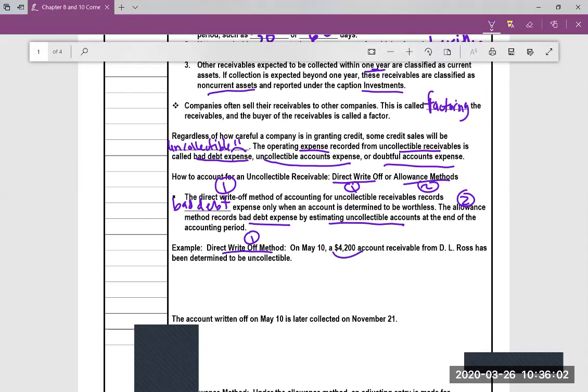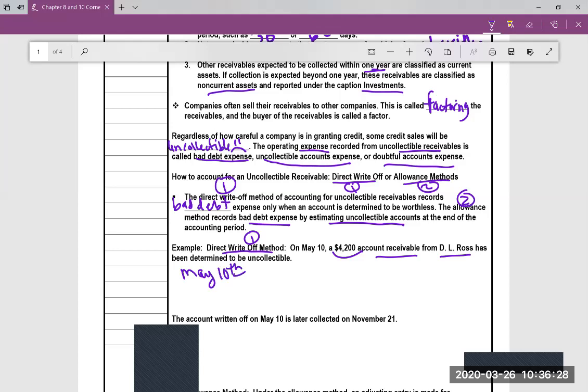On May 10th, a $4,200 AR from D.L. Ross has been determined to be uncollectible. So think of it this way. It's May 10th. It's a beautiful day. You're in your office. Your boss comes in and says, hey, I've talked to D.L. Ross several times now. We're just not going to be able to collect that $4,200 accounts receivable. Go ahead and write it off. Well, you're following the direct write-off method. So here's what that journal entry would look like.